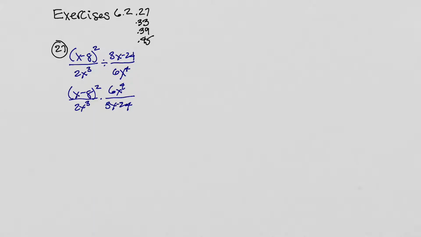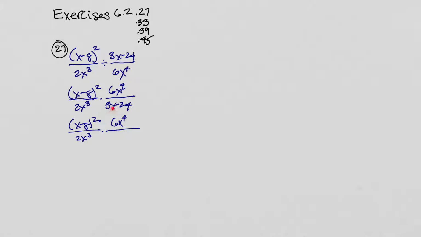I think we can cancel a few things. First of all, I've got this. Oh, you know what? Before we cancel, look at this. We can factor down here. So let's do that. I'm going to rewrite this whole thing with this binomial factored. So we're going to have x minus 8 squared over 2x cubed times 6x to the fourth.